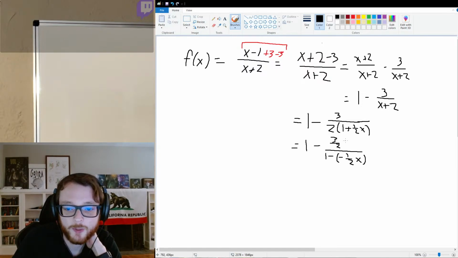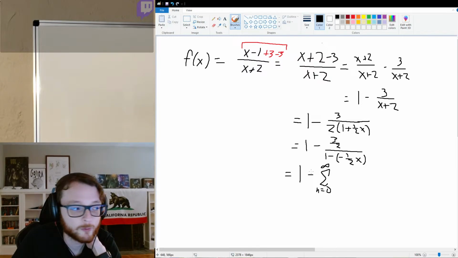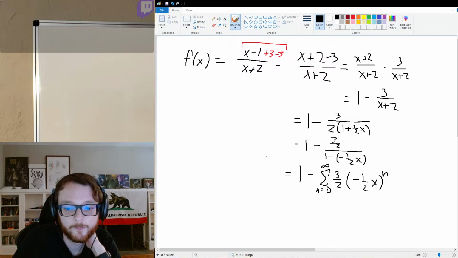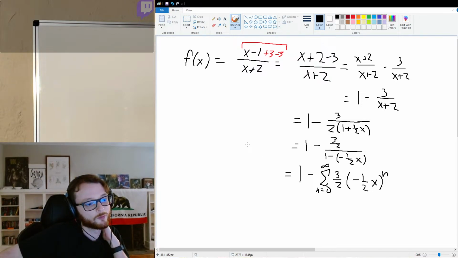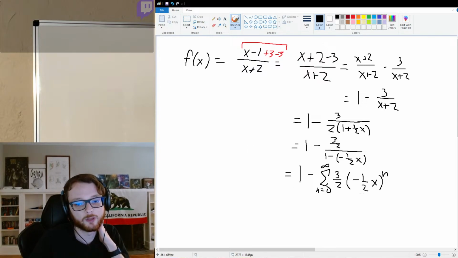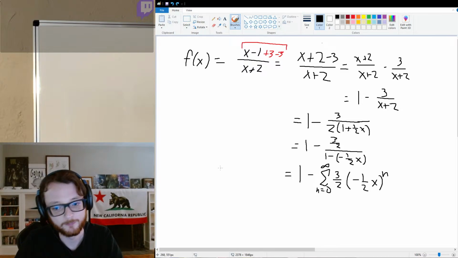So we have this bit in geometric form now, so we can apply our summation formula. Notice this 1 minus is still just on the outside, like it's fine there. 3 over 2 minus 1/2 x to the n. And now from here we can do our normal procedures to find the interval of convergence, which the 1 minus has no effect on. We can just worry about that bit there.